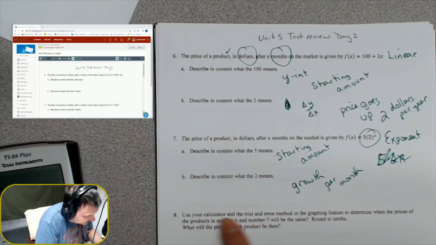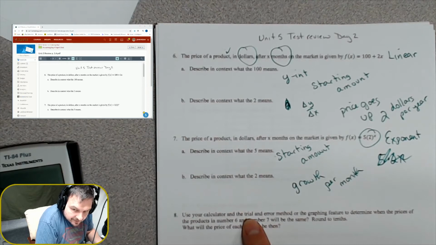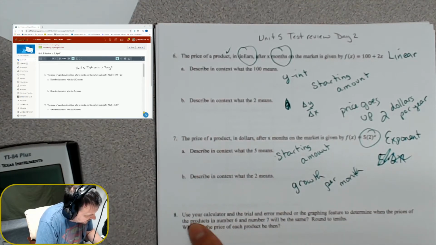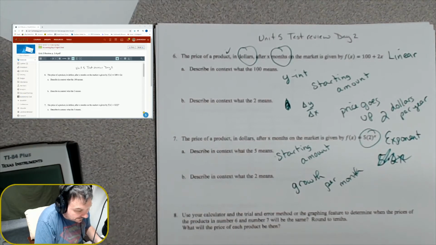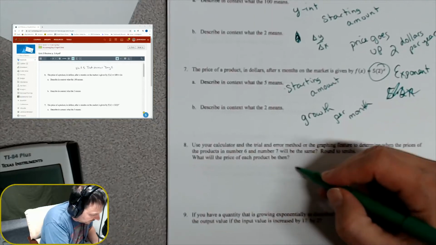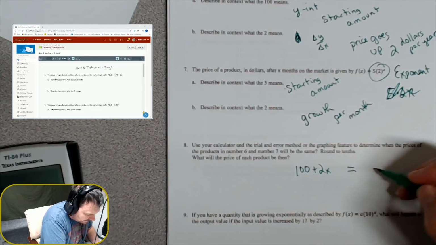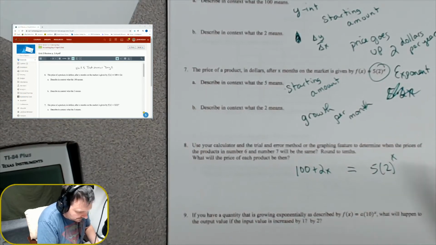Okay, use your calculator for trial and error. Use trial and error here. Use your calculator to find the product when they'll be the same. Okay, I like when as soon as they say same, when will 100 plus 2x equal 5 to the x? When will they be the same?